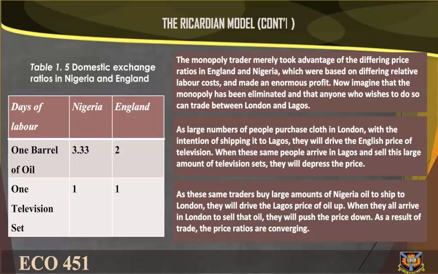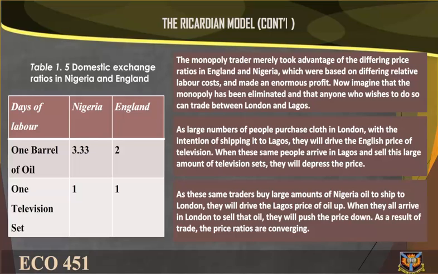Now imagine that the monopoly has been eliminated and that anyone who wishes to do so can trade between London and Lagos. As large numbers of people purchase television sets in London with the intention of shipping them to Lagos, they would drive up the English price of television sets. When these same people arrive in Lagos and sell this large amount of television sets, they would depress the price. As these same traders buy large amounts of Nigerian oil to ship to London, they would drive the Lagos price of oil up. When they all arrive in London to sell that oil, they will push the price down.